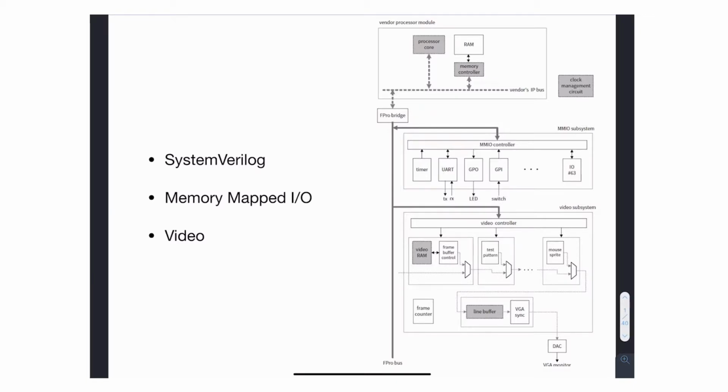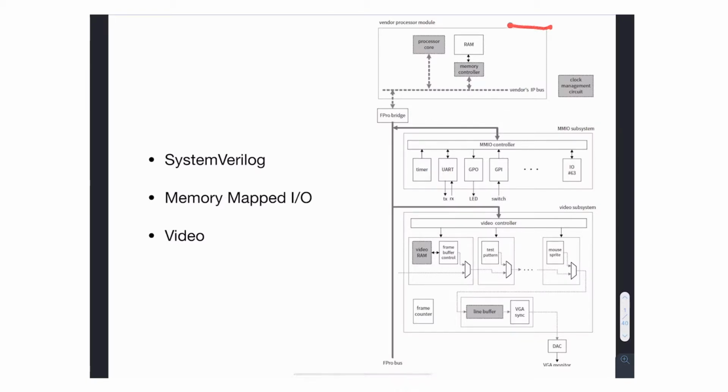Anything in gray is basically off-the-shelf IP, or intellectual property, that Xilinx provides. For example, we will not be designing a processor or some sort of memory controller. We're just going to take it off the shelf because it's not the purpose of this course, and it's pretty complicated to design these particular parts. But for anything else, we're going to be using SystemVerilog to do it.